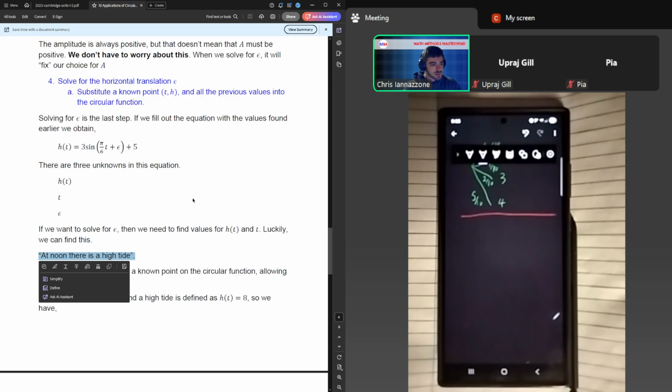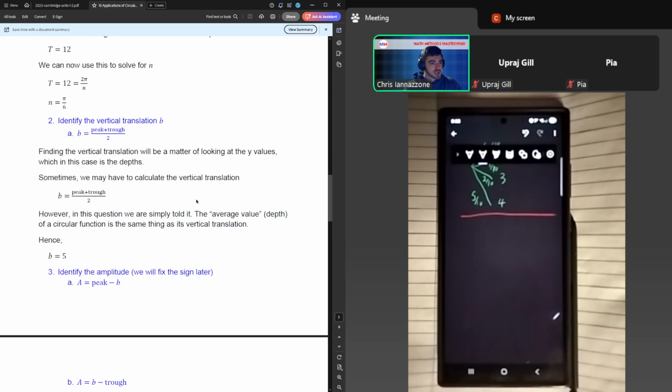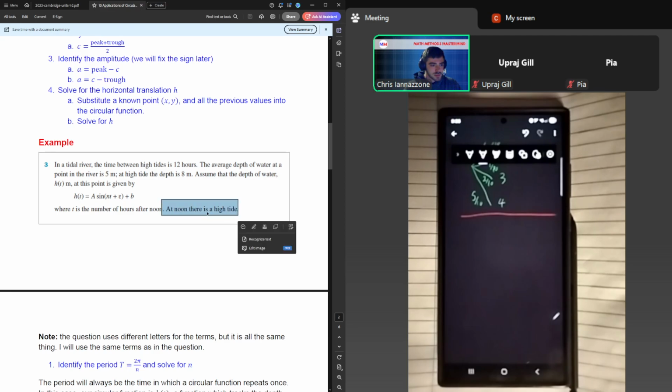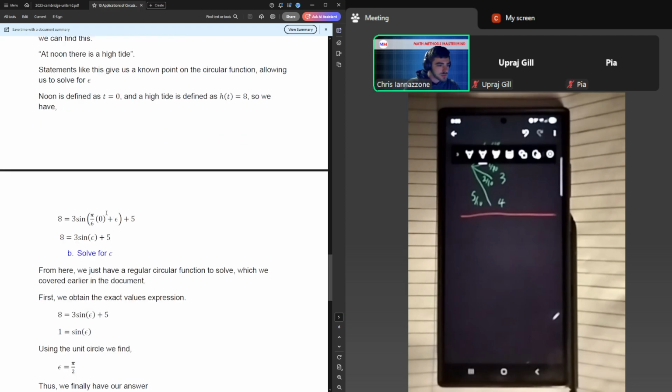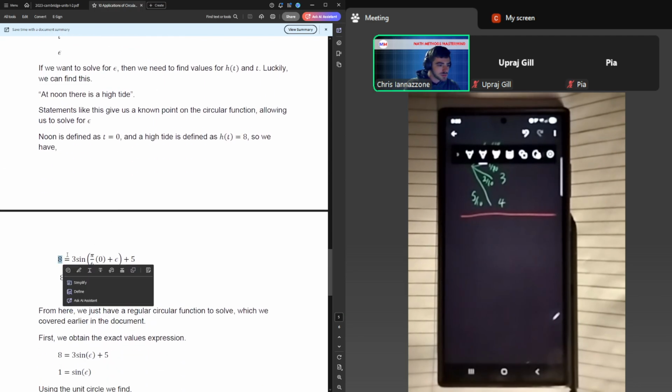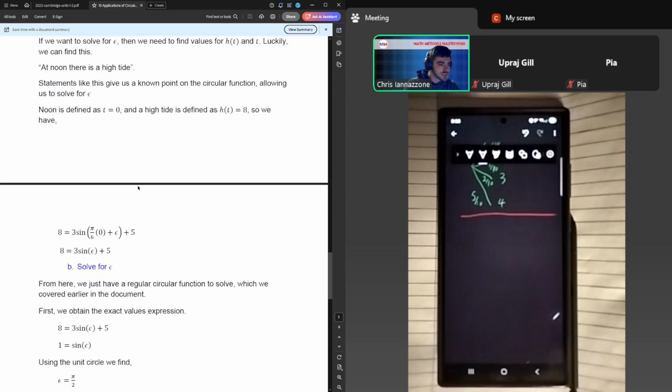There's this statement in the notes. At noon, there is a high tide. That's told to you here. That statement simply says that at t equals 0, since t is the number of hours after noon, noon must therefore be t equals 0, there is a high tide, where a high tide just means that your depth is 8 meters. And so when you consider what that looks like, you put 8 as your height value, or depth, same thing, they've just used h for depth. 0 is your t value, and then just simplify and solve for epsilon from there.